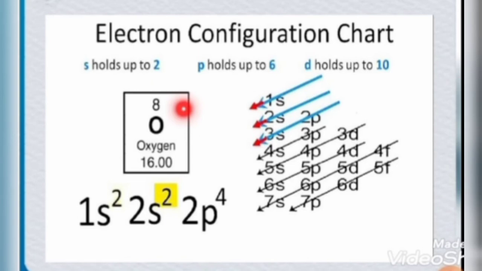Now the example of oxygen. Oxygen contains 8 electrons. So how can we fill the electrons? 1s2, 2s2, total 4. The remaining 4 electrons will go into p, 2p4. The electronic configuration is 1s2, 2s2 and 2p4.